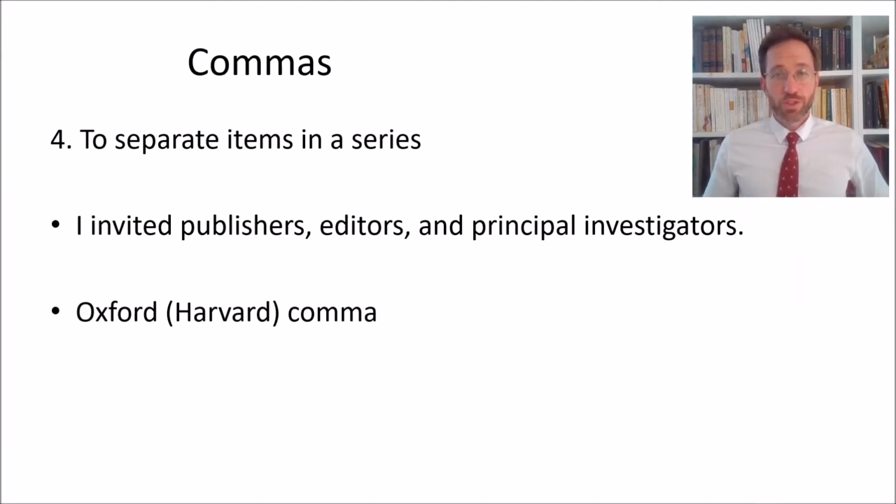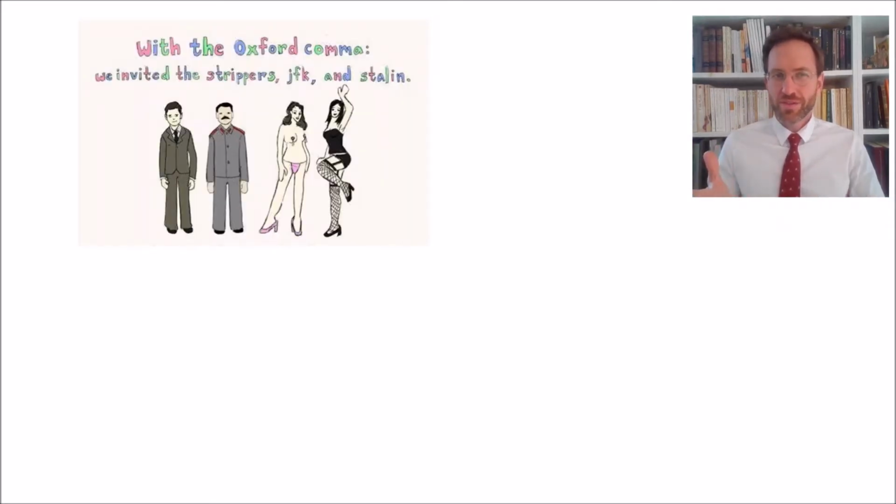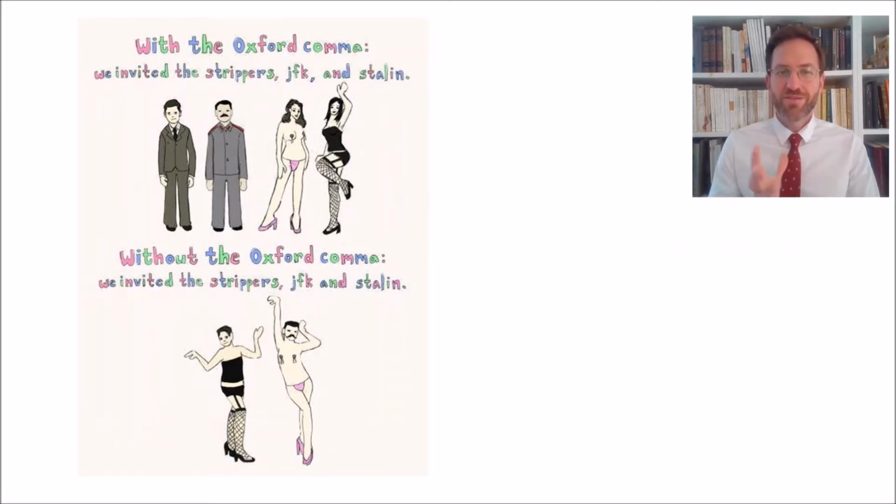And most people would choose to not use it, thinking that it's not necessary because the "and" is, let's call it, a surrogate for the punctuation. But I believe that it contains information. Consider this example here. With the Oxford comma, you have, we invited the strippers, JFK, and Stalin. But without the Oxford comma, we invited the strippers, JFK and Stalin.